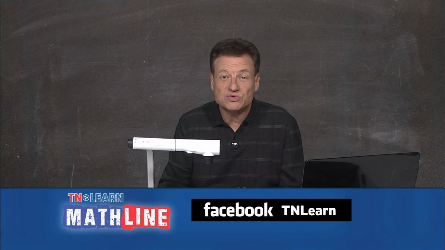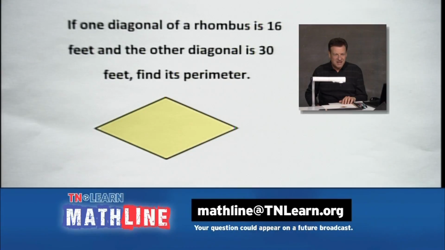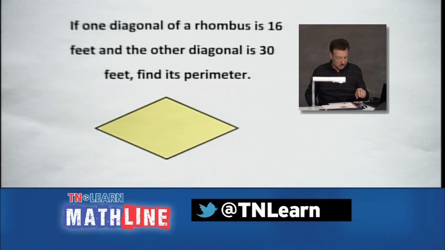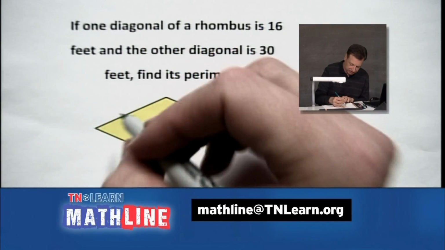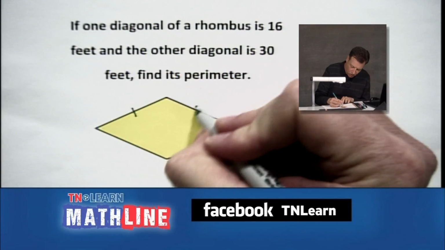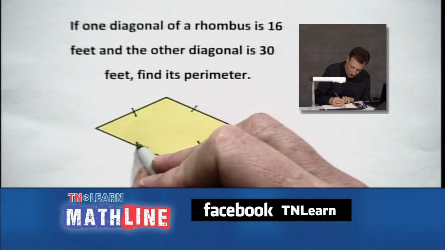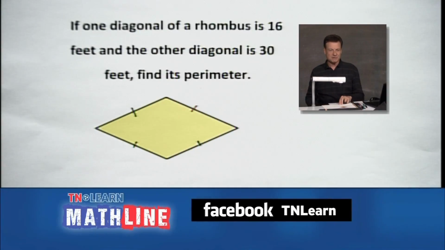So let's take things one day at a time, one step at a time. Let's take a look at a rhombus problem here, okay? Let's see what we got. I have, if one diagonal of a rhombus is 16 feet and the other diagonal is 30 feet, find the perimeter. Now, some of you are like, well, that's 4 different sides. They are, but remember, it's a rhombus. So all 4 sides are congruent, all right?